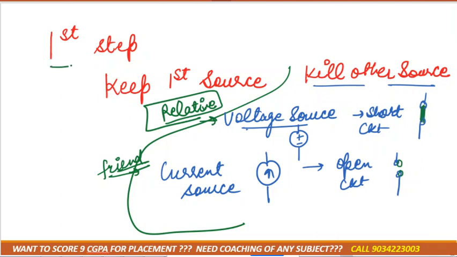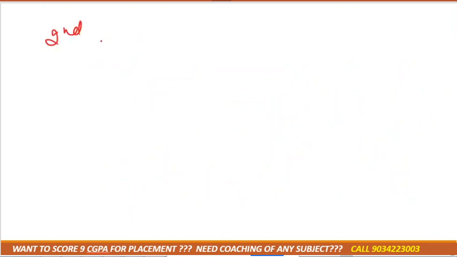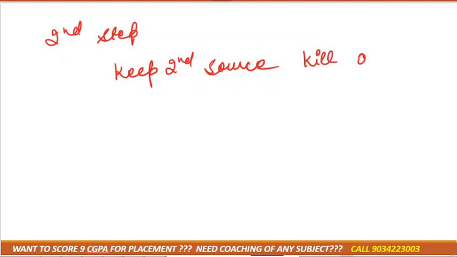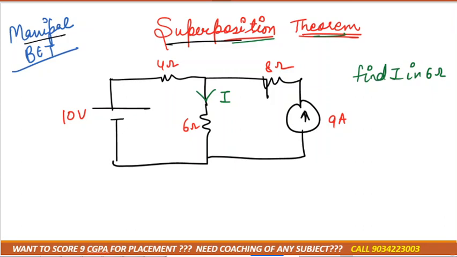So the first step is keep the first source and kill the other source, and in the second step we keep the second source and kill the first source, kill all other sources basically. So we have to see first how many sources are there in this case. As you can see, there are two sources: one is a voltage source and another is the current source. So this question will be solved in two steps.